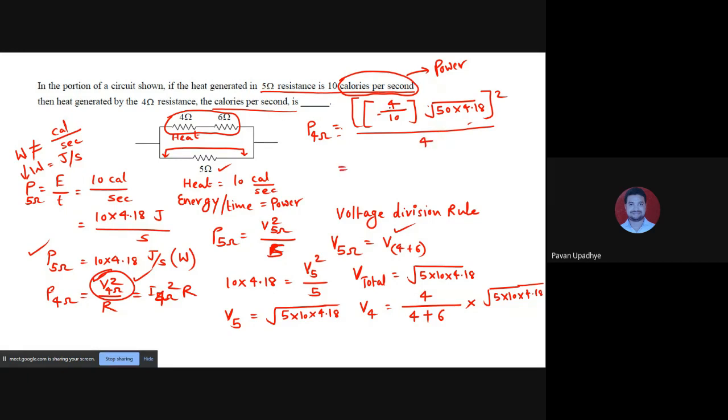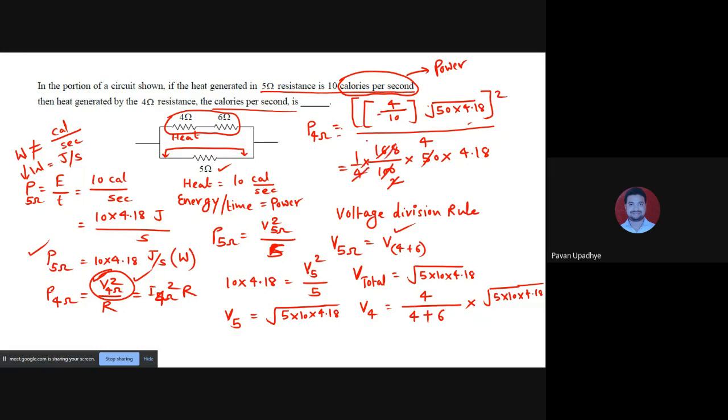So now it becomes 16 by 100 into this, 1 by 4 can be kept here, and this square root will be removed, and this is what we get. So 150 can cancel in this manner, so it is 2, and 16 can cancel in this manner, it is 8.